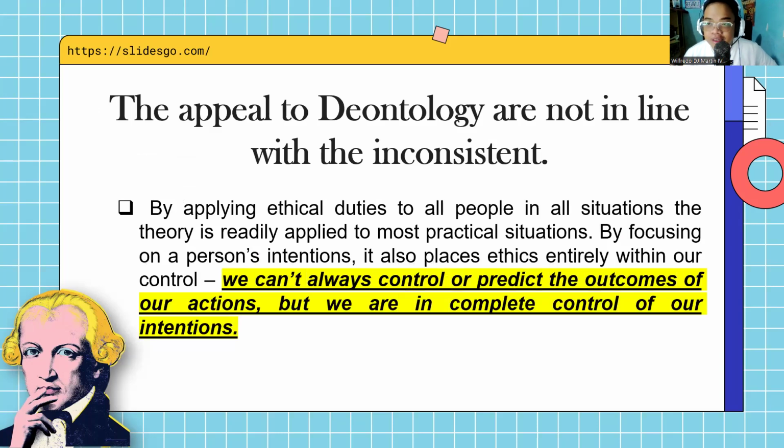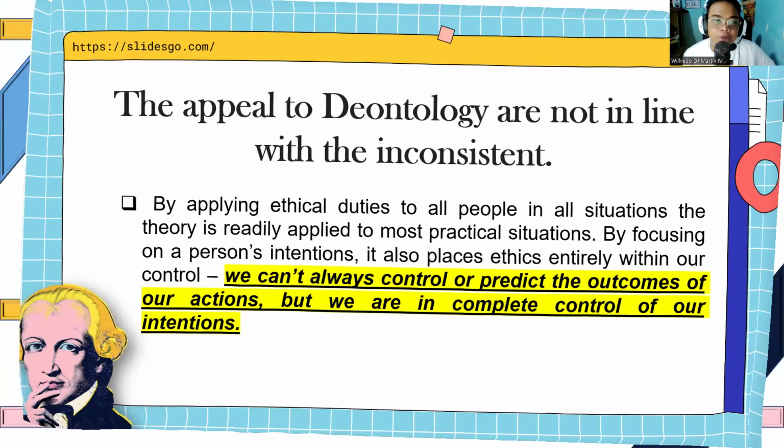Now, the second one, therefore, the understanding is the appeal to deontology are not in line with the inconsistent. Kaya nga siya deontology because it is your duty to do good regardless of the consequences. By focusing on a person's intentions, it also places ethics entirely within our control. We can't always control or predict the outcomes of our actions, but we are in complete control of our intentions. And that is important. Ladies and gentlemen, if you ask for a person, why are you doing this to me? Ano bang intention mo? Ba't mo ginagawa to sa akin? Di ba? Kung ang rason niya is hindi para sa iyo, then of course it will shatter whatever is happening in your relationship, di ba? So yun yung maganda doon.